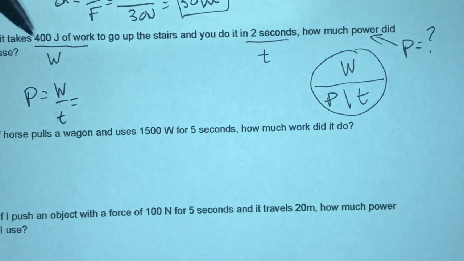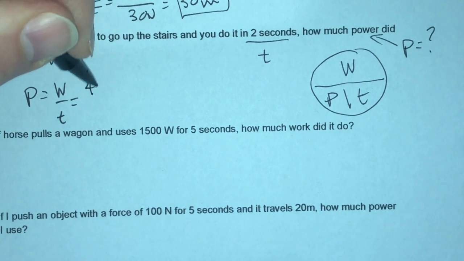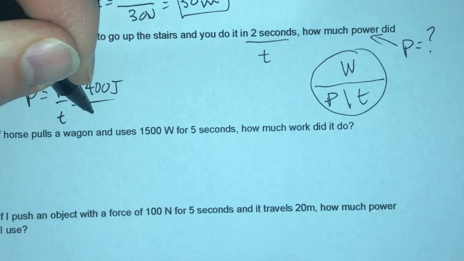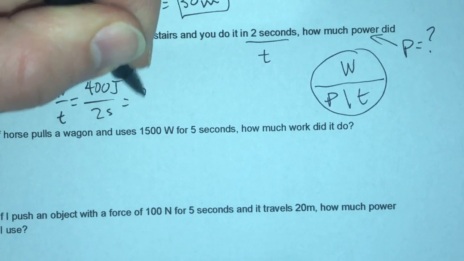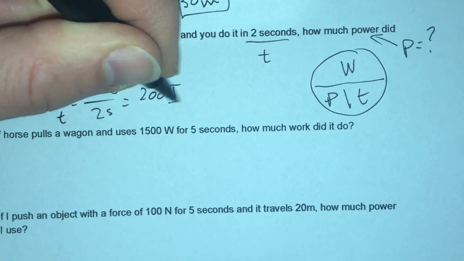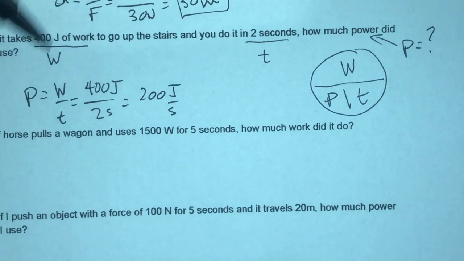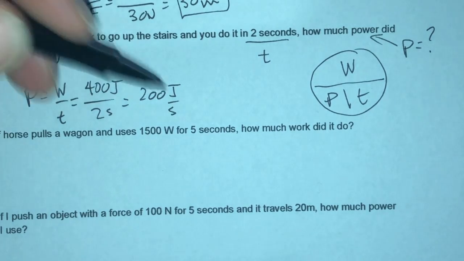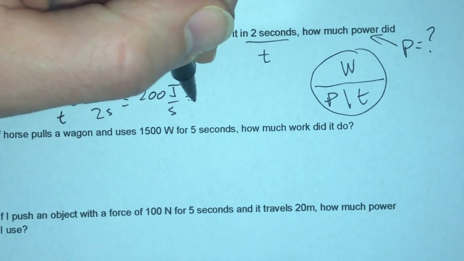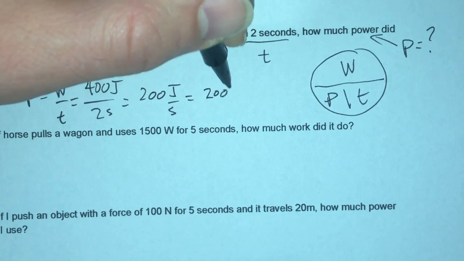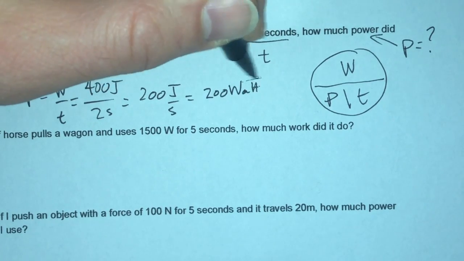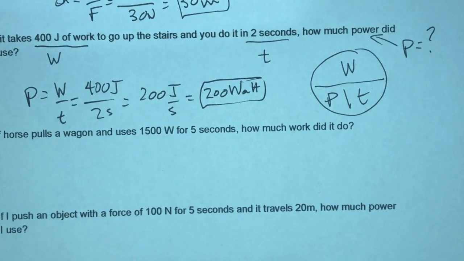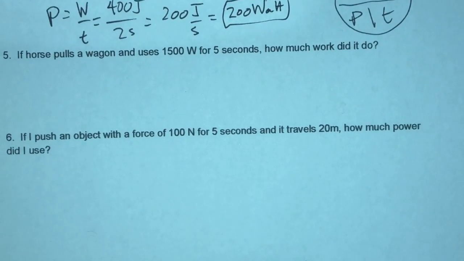So now substitute your numbers in. 400 joules divided by 2 seconds equals 200 joules per second. Joules over seconds. But a joule per second is what we call a watt. All right, moving on to number 5.